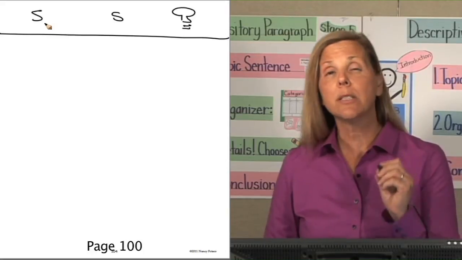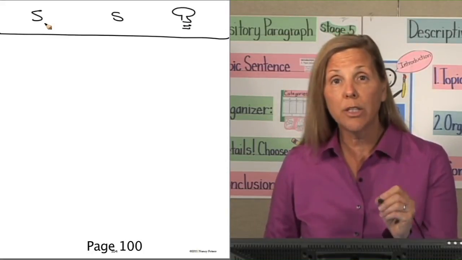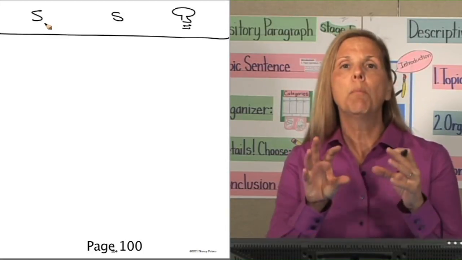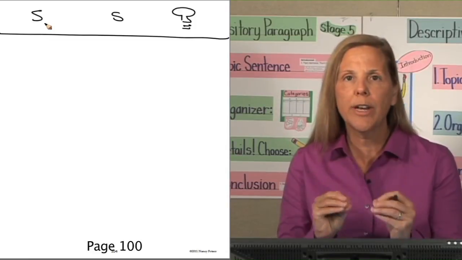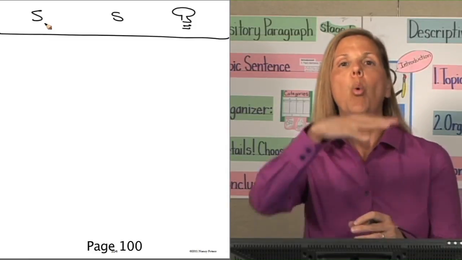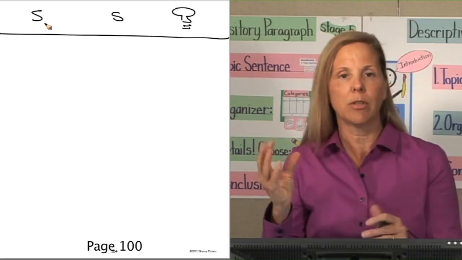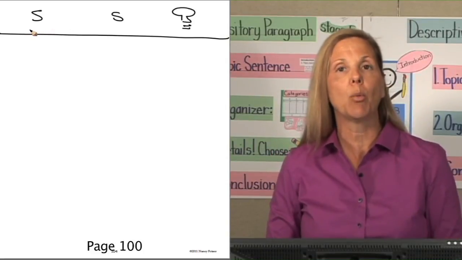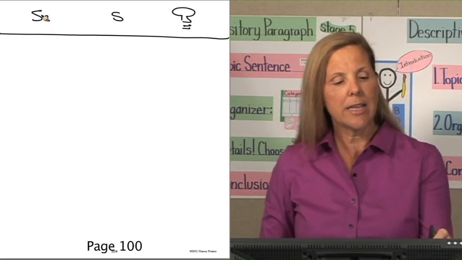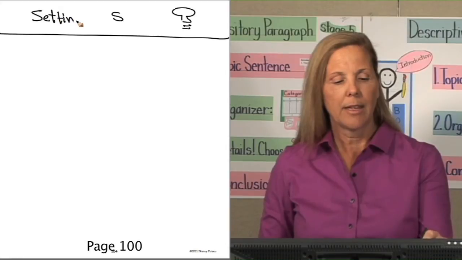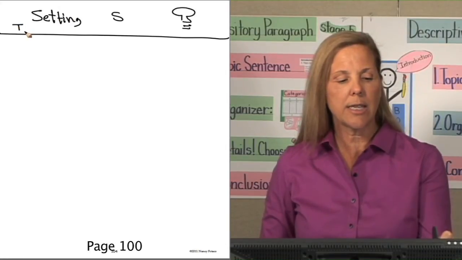SS lightbulb is the secret formula that the children learn in order to put in their big idea what's critical that the reader needs to know. What is all this information about? So that's how you start your paper with that big idea. The first S is for setting. Setting is going to tell us time and place.